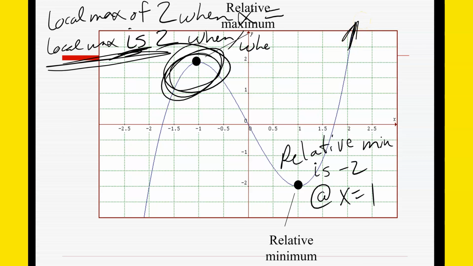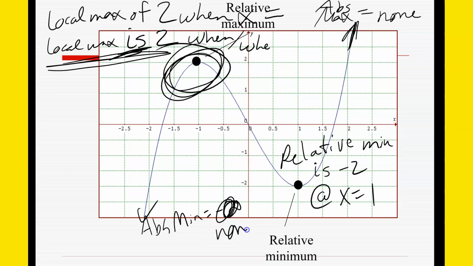So some might say that the absolute maximum is infinity, but we're not going to say that. This particular textbook says that it does not have an absolute maximum because it never reaches a highest point, which is kind of another way to say that. All right, what about the absolute minimum? Similarly, the absolute minimum is negative infinity, but we won't say that. We're going to say it doesn't have one because it never reaches the lowest point.